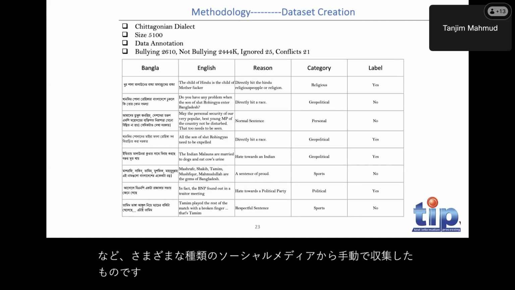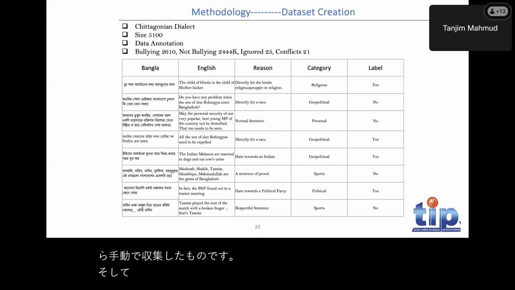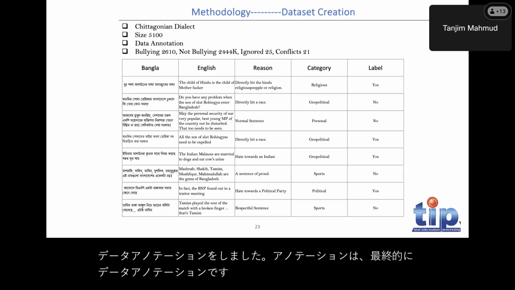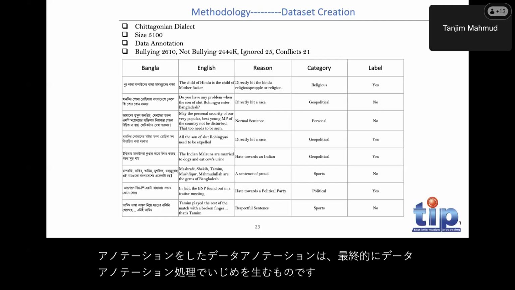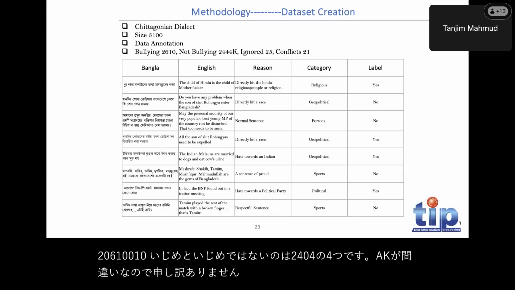It is manually created, and then comes data annotation. The data annotation process produced 2,206 bullying, 110 conflict, and 2,444 not bullying. Sorry, not K, that was a mistake. And ignore is 25, conflict is 21.